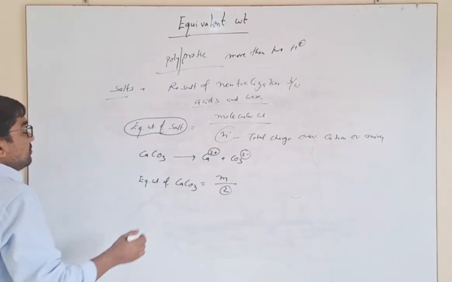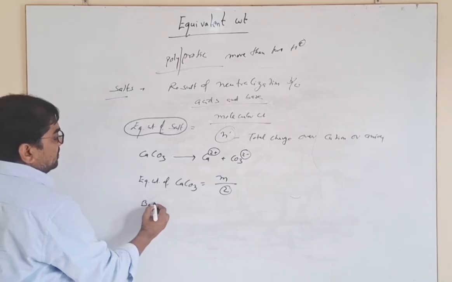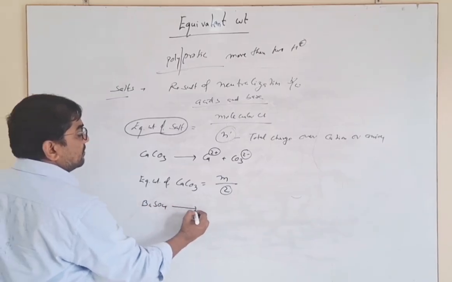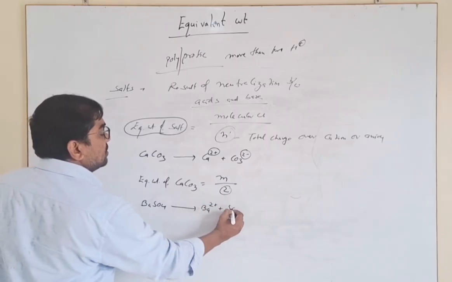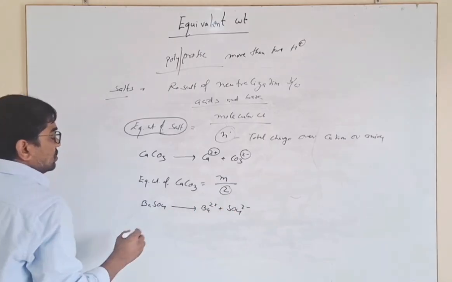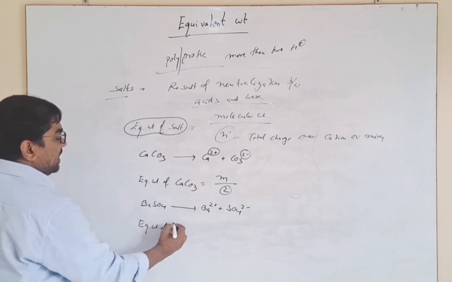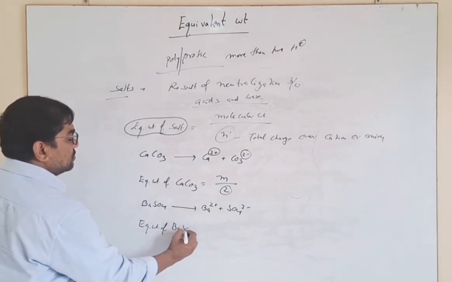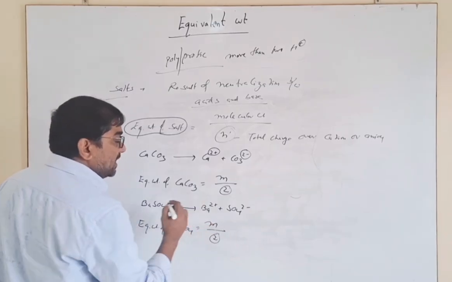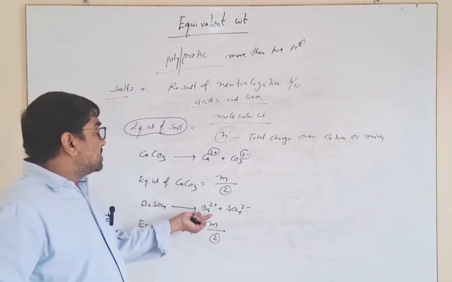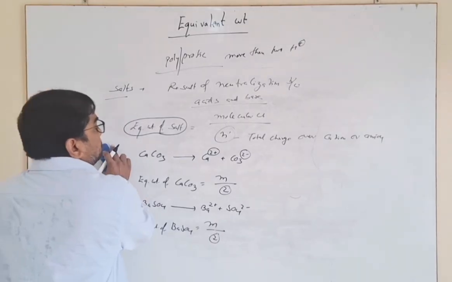If we take barium sulfate, BaSO4, it dissociates as Ba2 plus and SO4 2 minus. So here the equivalent weight of barium sulfate, BaSO4, will be its molecular weight divided by 2 again, because total charge on cation is 2 and on anion is 2.